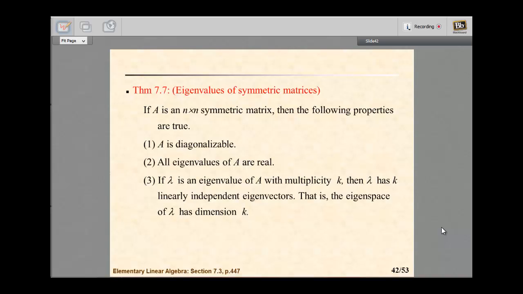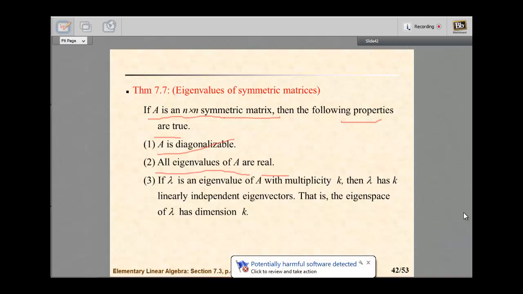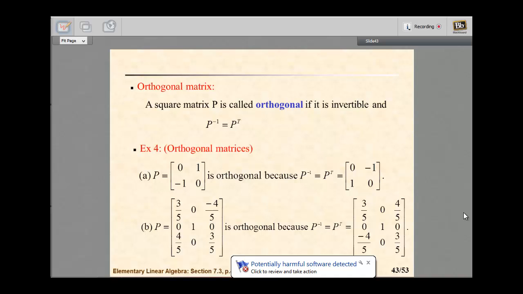There are some properties of these matrices. If A is an n by n symmetric matrix, then the following properties are true. A is diagonalizable. All eigenvalues of A are real. If lambda is an eigenvalue with multiplicity k, then lambda has k linearly independent eigenvectors. That is, the eigenspace of lambda has dimension k.